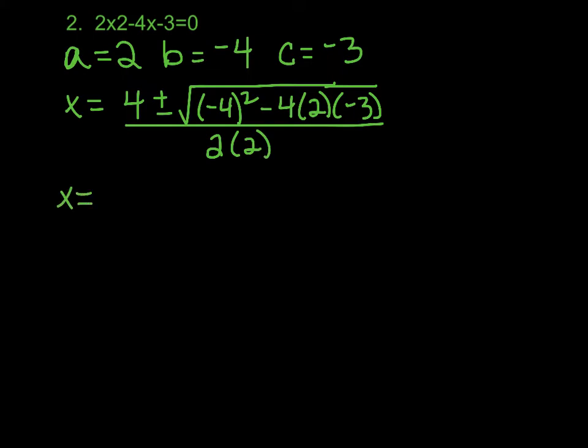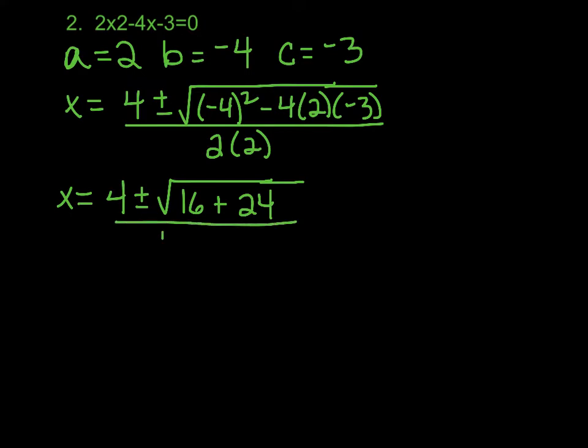Alright, so let's do a little bit of simplifying here. We have 4 plus or minus. Now, negative 4, if I square that, is a positive 16. If we look down here, I have two negatives. I have minus 4 times 2 times negative 3. So those two negatives are going to make a positive, and then 4 times 2 times 3 will give us 24. Okay, and that whole thing is over 4. Let's go one extra step and simplify what's inside that square root, and we are going to get 40. And that whole thing is over 4.